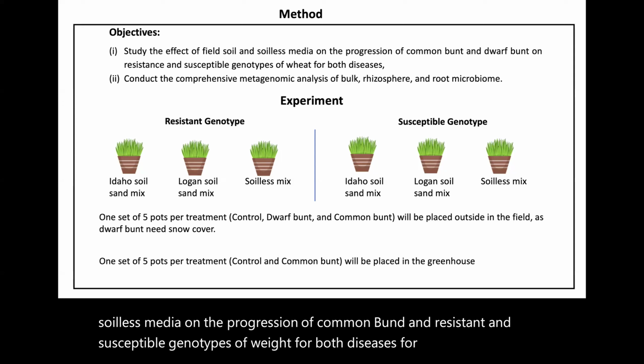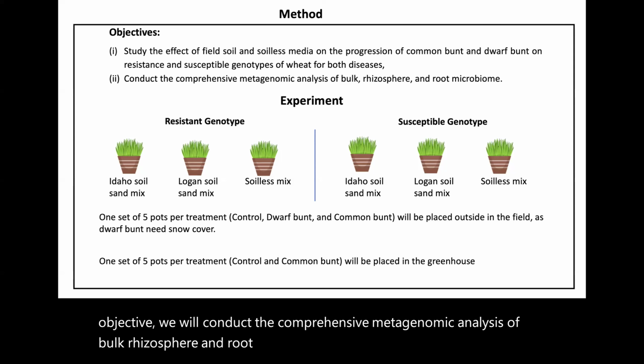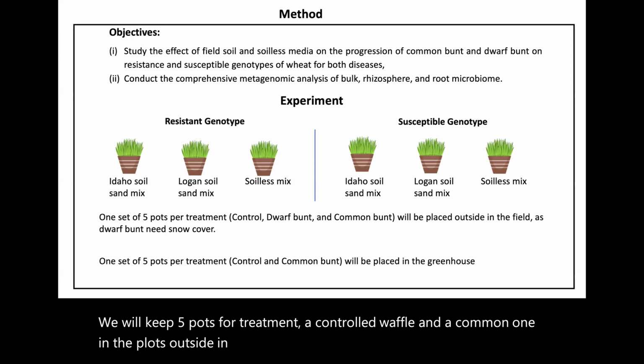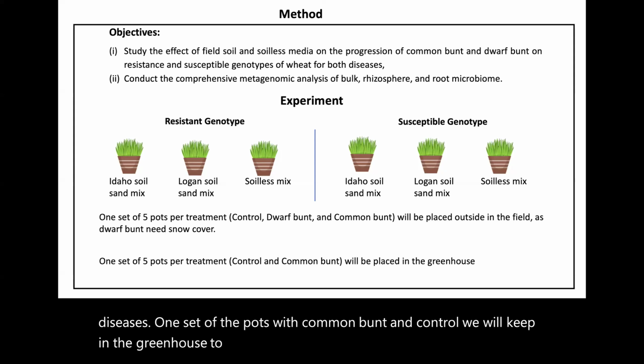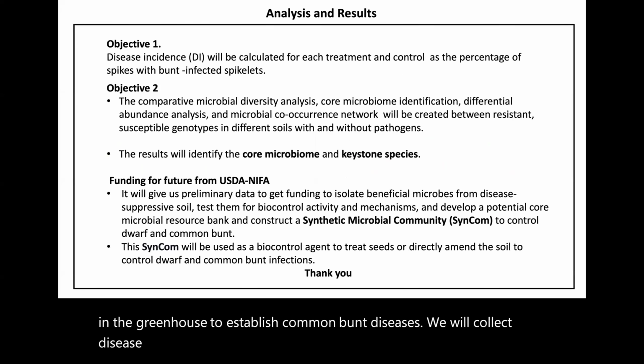For the second objective, we will conduct a comprehensive metagenomic analysis of the bulk, rhizosphere, and root microbiome to identify core microbiome and keystone species. We will keep five pots for each treatment, a control, dwarf bunt and common bunt, in plots outside in the field, as dwarf bunt needs snow cover to induce disease. One set of the pots with common bunt and control we will keep in the greenhouse to establish common bunt disease. We will collect disease incidence data for objective 1.